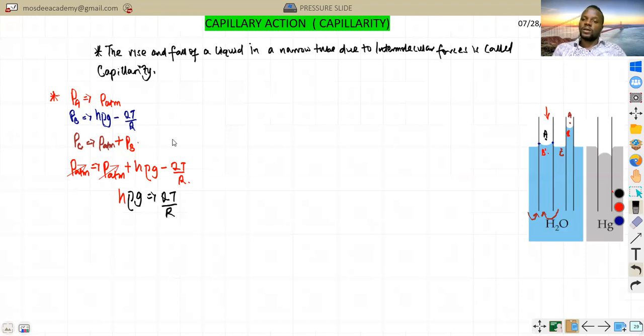Please, what does R stand for? The radius of this meniscus. So directly we can make H the subject of the formula. I hope my students are getting this.